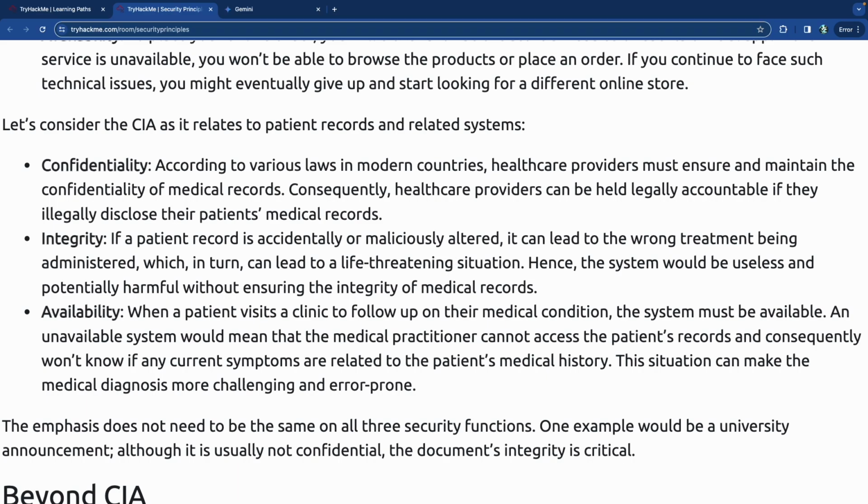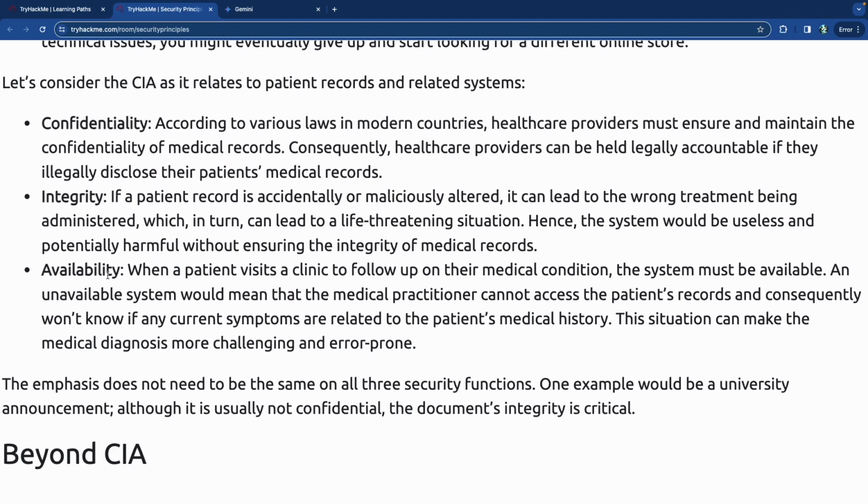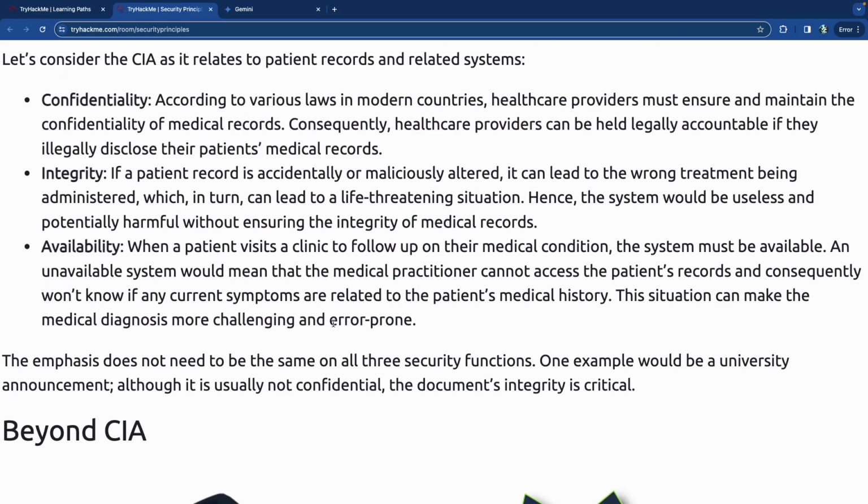Imagine somebody getting a piece of medication that they're not supposed to, or imagine somebody's medical records saying that this person needs surgery, and they go under the knife and they perform surgery on a person that never even needed the surgery. That's crazy. So hence the system would be useless and potentially harmful without ensuring the integrity of medical records. Availability. When a patient visits a clinic to follow up on their medical condition, the system must be available. An unavailable system would mean that the medical practitioner cannot access the patient's records and consequently won't know if any current symptoms are related to the patient's medical history. The situation can make the medical diagnosis more challenging and error-prone.